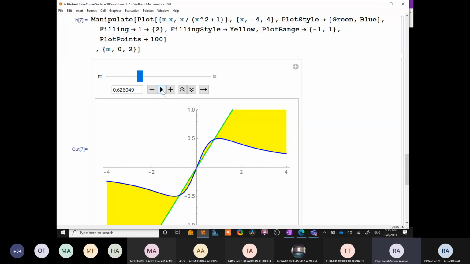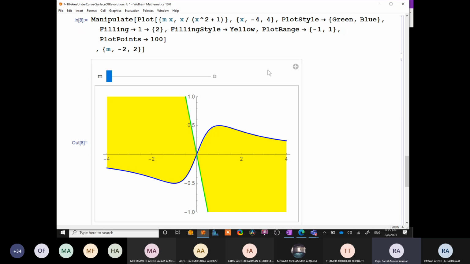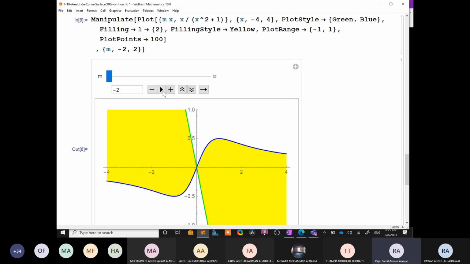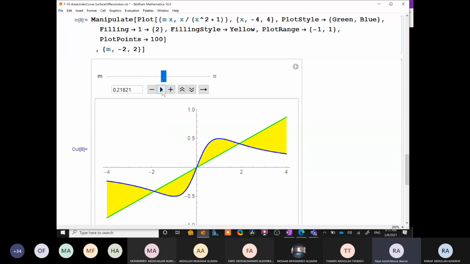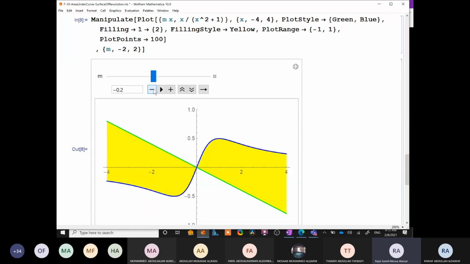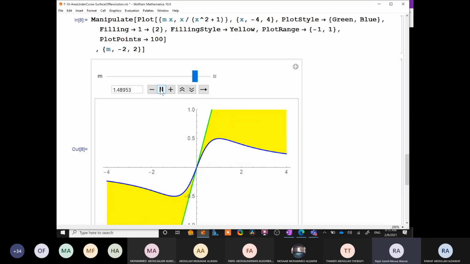You can see that if m is positive, they have a region. If m is negative, what happens? Let me just do this for -2. Now m is negative. Look at this here. Do they have a region? It's all infinite, so we don't have an enclosed region. Let me go back a little bit. Now this is negative, no region, and this is 0.